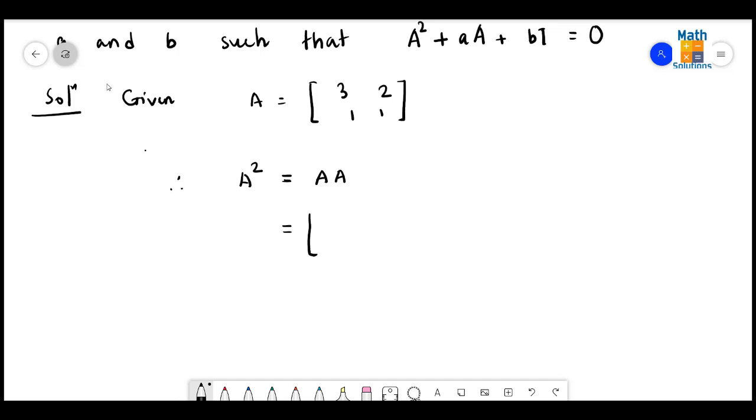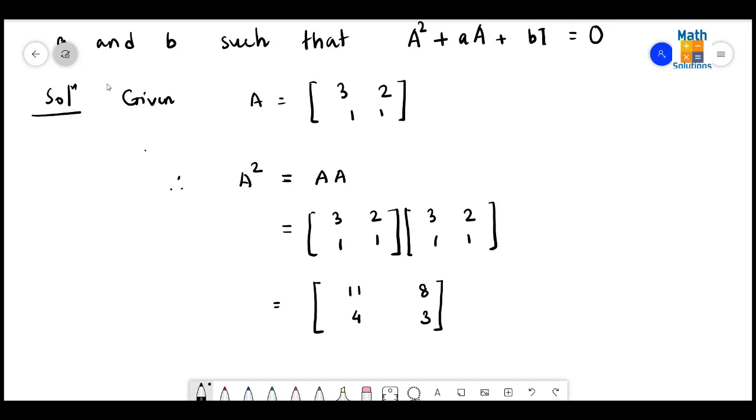After this I can put 3, 2, 1, 1 in place of A. The same thing should be repeated for the later part, 3, 2, 1, 1. Then what answer do I get here? Let us check. 3 threes are 9 plus 2 ones are 2, it is 11. Then 6 plus 2, it should be 8. Then 3 plus 1, this should come as 4, and here 2 plus 1, this should be 3. So this is the result for A square.